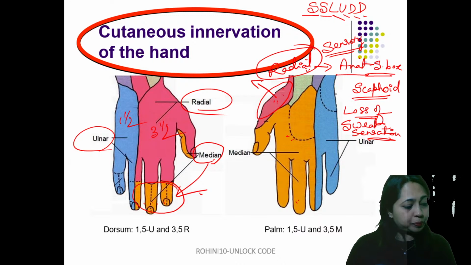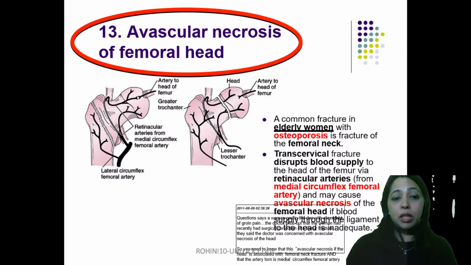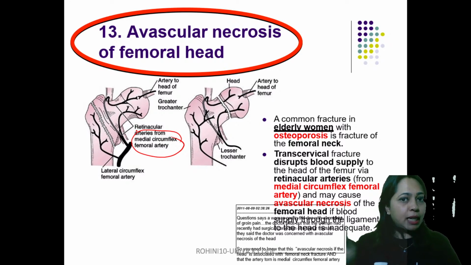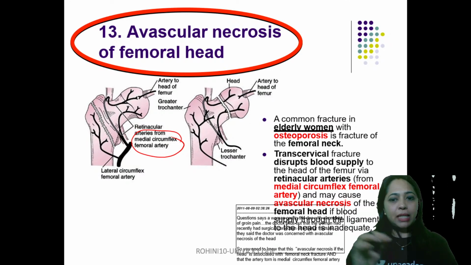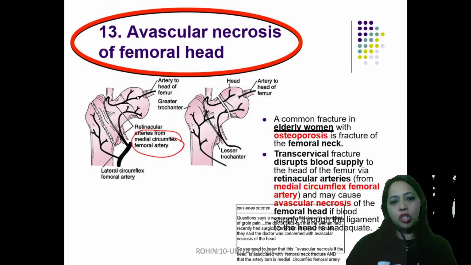I'll take your suggestion. Next one, avascular necrosis of femoral head. Femoral head avascular necrosis. First of all, what supplies the femoral head? It is supplied by the medial circumflex femoral arteries. Okay, through its retinacular branches. And that is the transcervical fracture is what disturbs the blood supply to the head via the retinacular arteries. Retinacular arteries travel from here to there in that direction. Okay. So when they don't travel, that is what results in avascular necrosis.